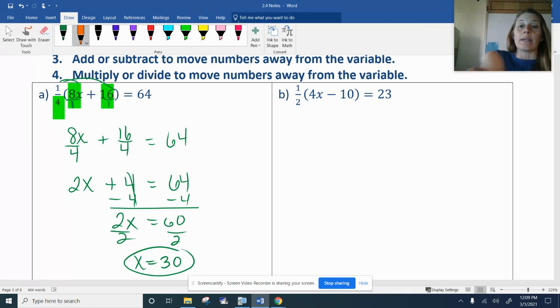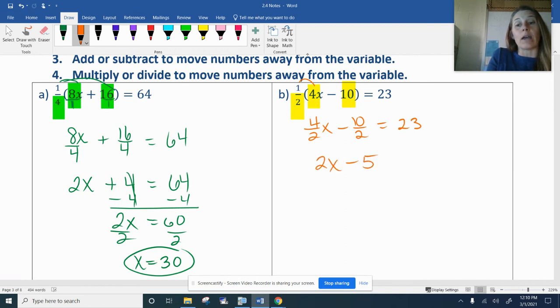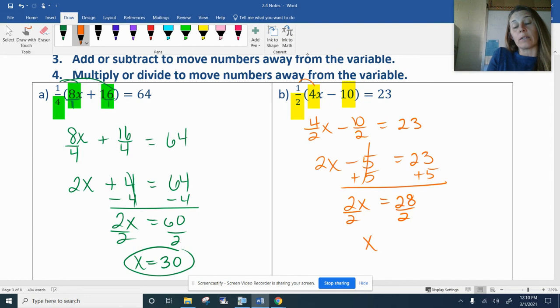Okay, next one. Again, I'm going to try this one by distributive property because 4 and 10 are both even numbers and they're divisible by 2. So half of 4, which is 4 over 2, x, half of 10, which is 10 over 2. And of course, you probably know that this is going to be 2x minus 5. Adding the 5, 2x equals 28. Divided by 2, x equals 14.